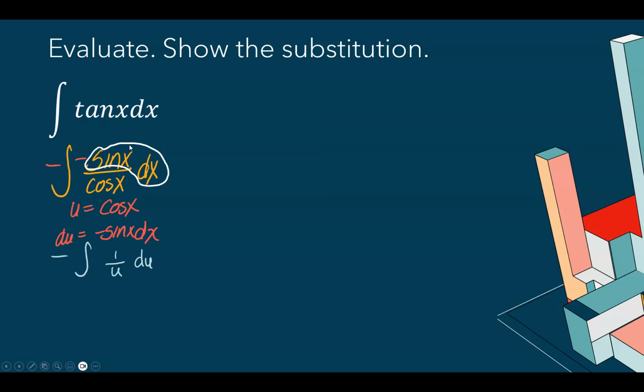Anyway, so the negative out front comes down. The integral comes down. The sine of x and dx become du. And that means we have blank over cosine, so we'll just do 1 over cosine. Antiderivative of 1 over u is natural log of the absolute value of u. So we get negative natural log of the absolute value of u plus c, or negative natural log of the absolute value of cosine plus c.